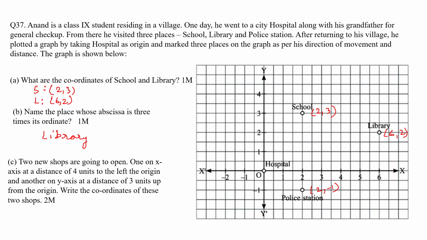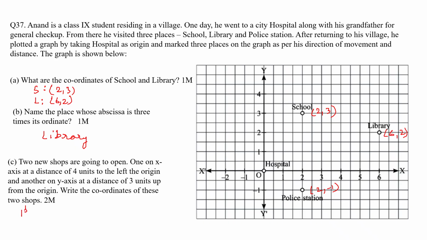Now third part is two new shops are going to open. One on x-axis at a distance 4 unit to the left of the origin. Now this is the left side, 4 unit to the left. It means the point is on x-axis. It means the coordinate of that first shop will be minus 4, 0, isn't it?